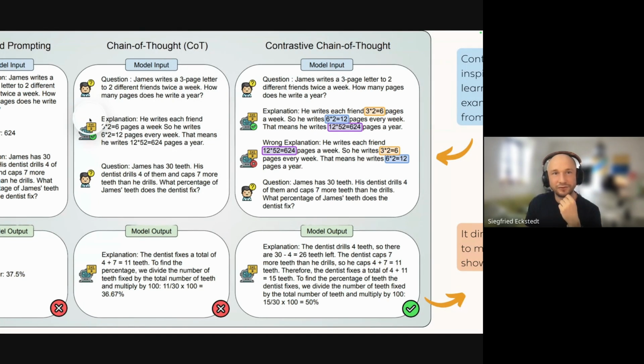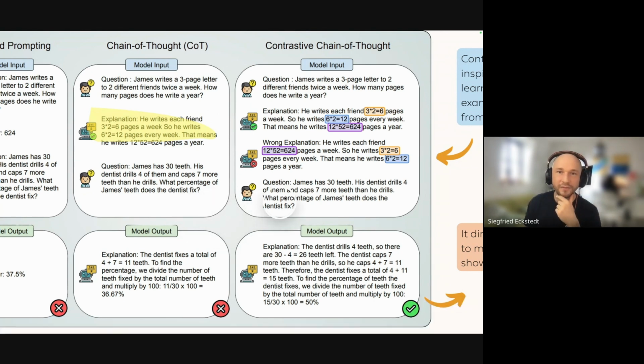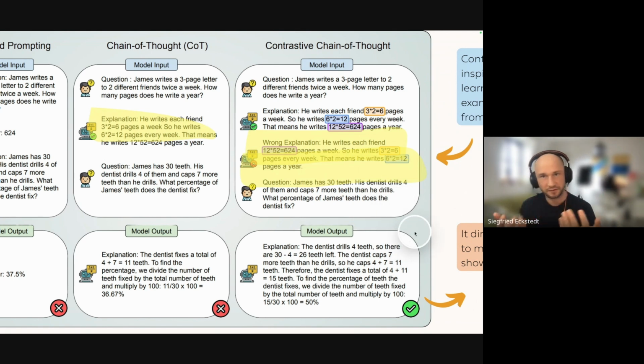Earlier, I have introduced to you chain of thought, which always comes with the example that is then used to create an answer on a new unseen problem. And here, the extension is this one here, the wrong explanation. So in the research paper, they have a simple, again, mathematical or arithmetical challenge, which is about how many pages of a letter are written.